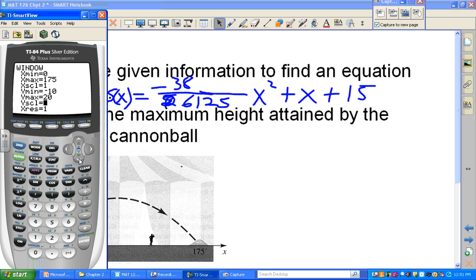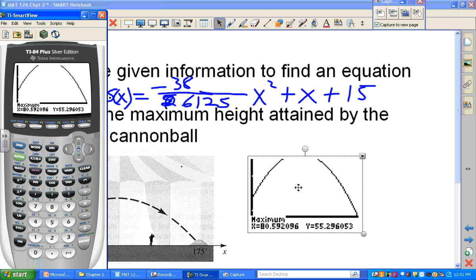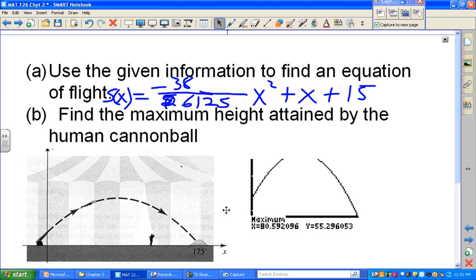Do you think he's going to get 20 feet off the ground? 30 feet? 40 feet? 50? He's not going to get over 50. Graph. Oh, he is! Did you know that ahead of time? 50 feet, that's pretty high up there. Second, calculate maximum. Left bound, 0. Right bound, 175. Guess 50. 55 feet in the air. That's like 5.5 basketball rims. That's pretty high.